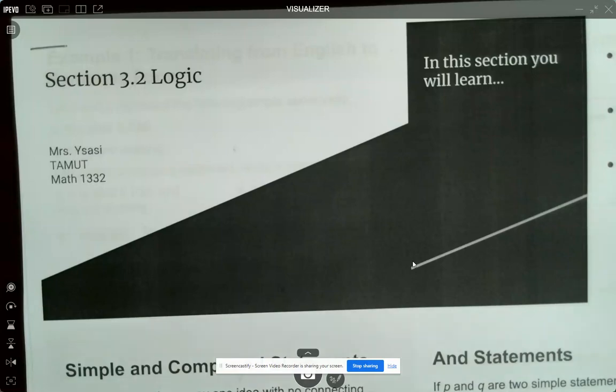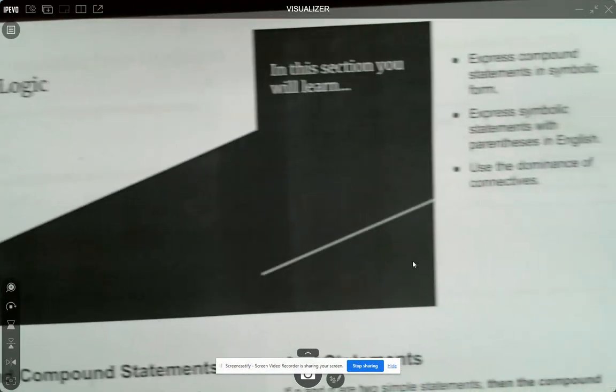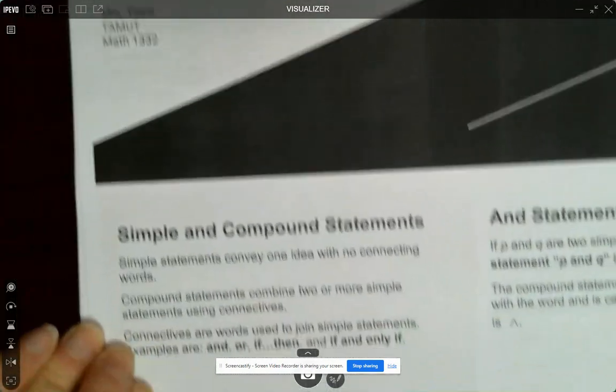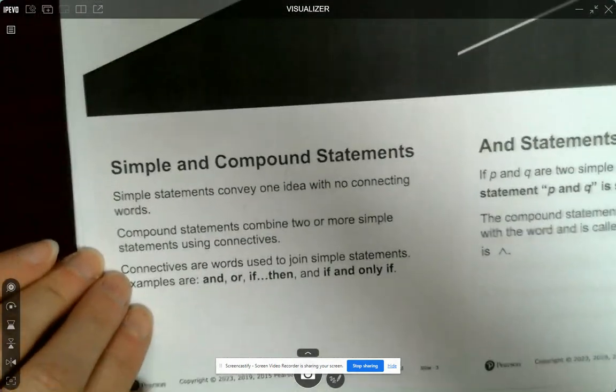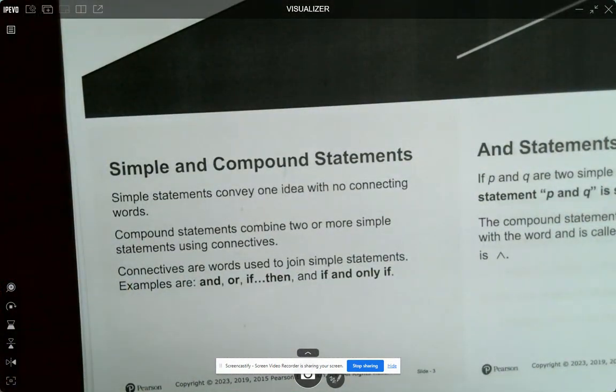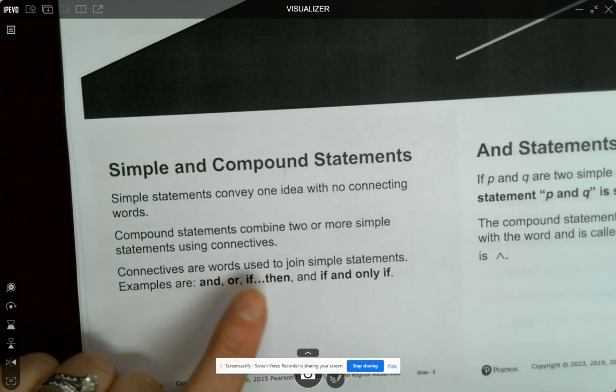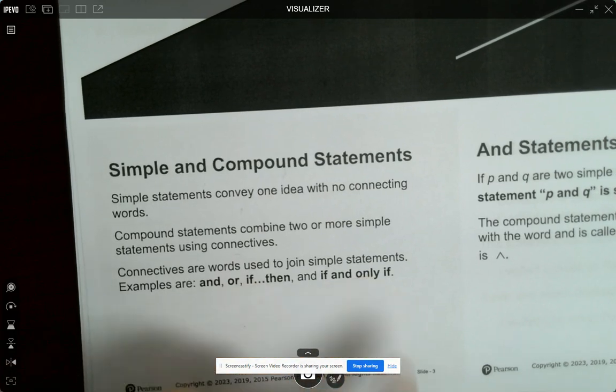Let's look at 3.2, which is all about logic. We're going to look at different statements and compound statements and then express them in symbols. So let's look at simple and compound statements. A simple statement conveys one idea with no connecting words. Compound combines two or more simple statements using connectives. So connectives are like and, or, if, then, and if and only if.